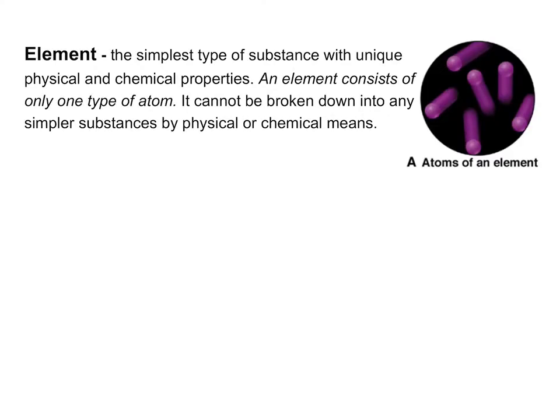Okay, so an element, we can define that first. The simplest type of substance with unique physical and chemical properties. An element consists of only one type of atom, and it cannot be broken down into simpler substances by physical or chemical means. So just read that definition so that we hear it and see it in more than one way. But clearly, as a chemistry student, elements are something to know about and understand, as they are the building blocks of matter.